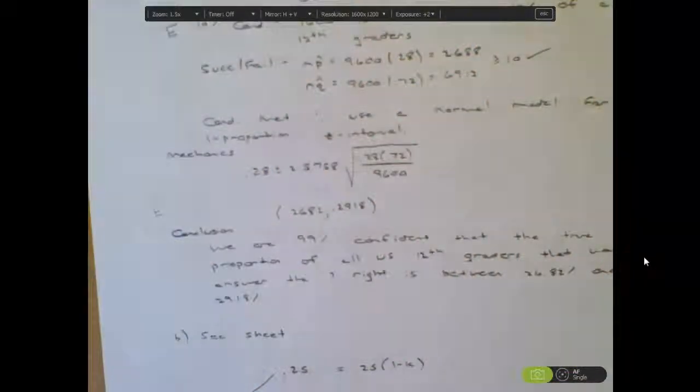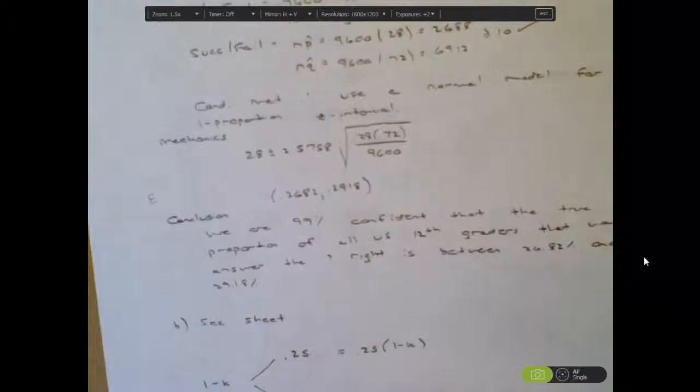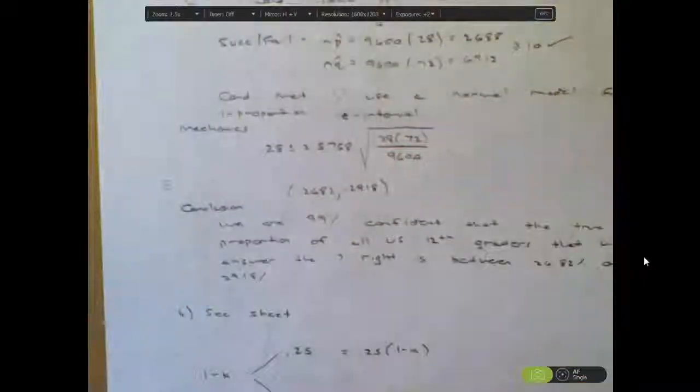Okay, part B. This is where it gets a little awkward, as these questions always do. You'll notice here, section 3 is consisting of parts B and C. Usually there are going to be 2 parts clumped together with a kind of a simple calculation and then taking it a little bit further. So let's look at part B.